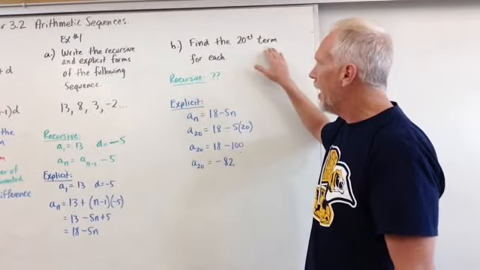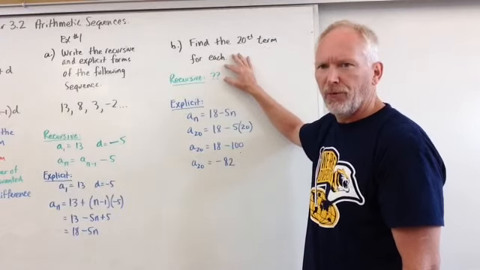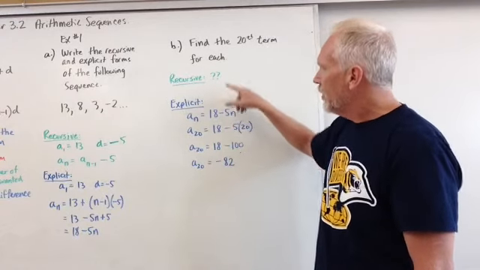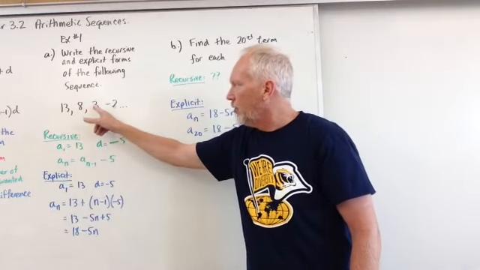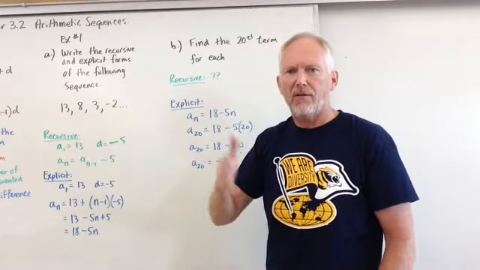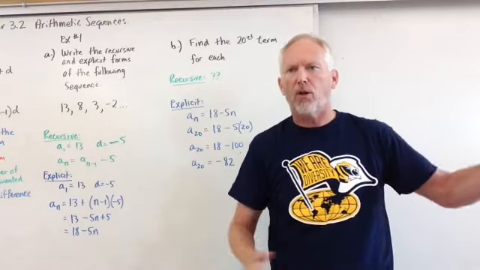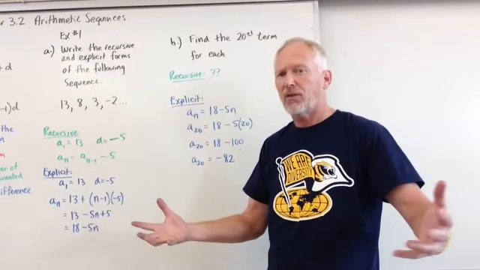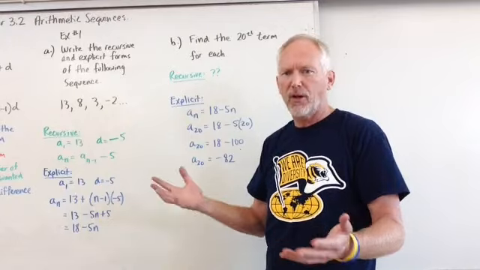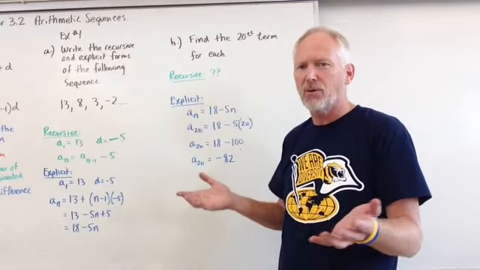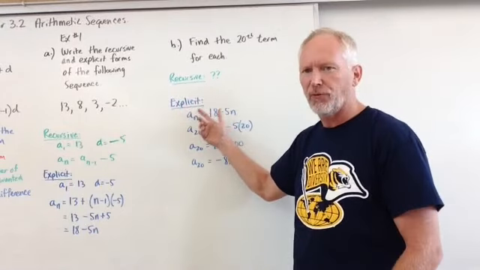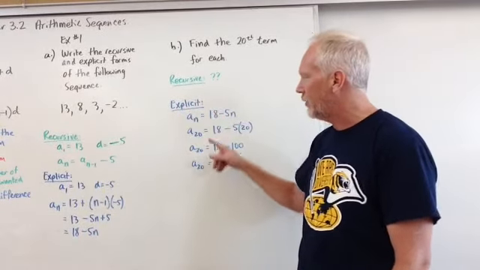It says, find the 20th term for each. All right. Recursive, we only have 1, 2, 3, 4 terms. We need 5, 6, 7, 8, 9, 10, 11, 12, 13, 14, all the way to 20. We need a 19th term. Well, we don't have that much time on video to get through the 19th term. So I put a big question mark, like, I don't want to use that one. Let's use the explicit formula. This will find us exactly what it is.